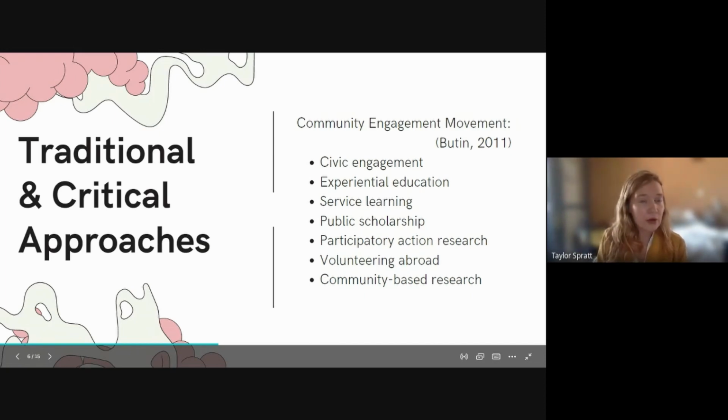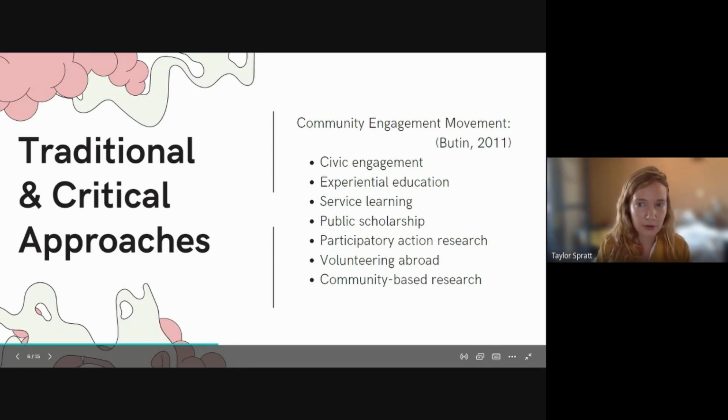Public scholarship, which is broadly defined as moving academia outside of just the university and into our popular culture and communities more widely. Participatory action research, which is a framework for conducting research and generating knowledge centered on the belief that those who are most impacted by the research being done should be the ones taking the lead and framing the research questions, the research design, methods, modes of analysis, etc.